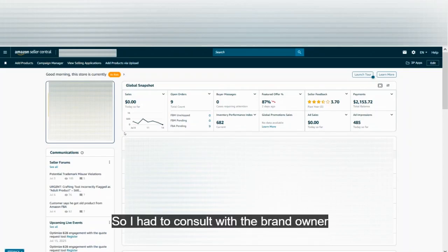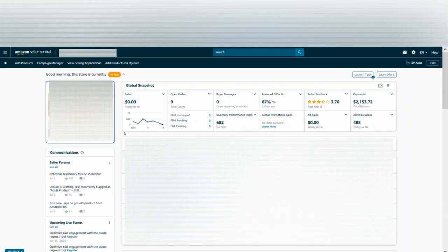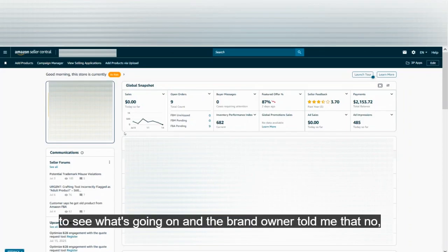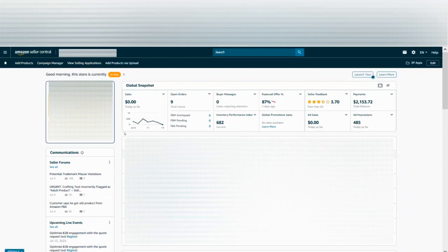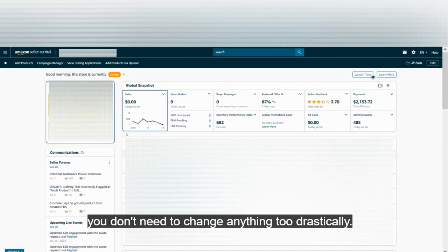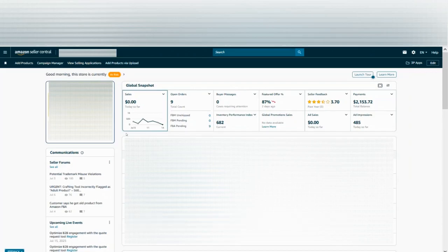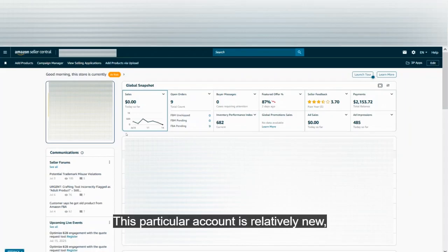So I had to consult with the brand owner to see what's going on, and the brand owner told me that no, this is the slow time of the year, so slow sales are expected. So when that happens, you don't need to change anything too drastically. Why? Because it's the slow season. Everyone has it.